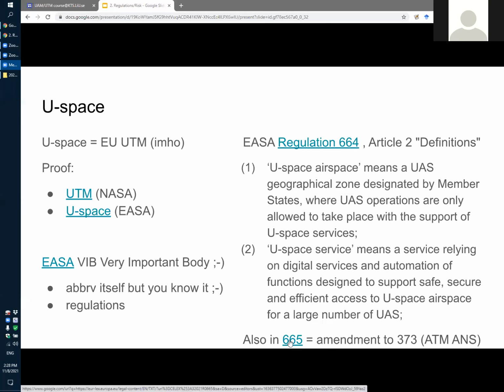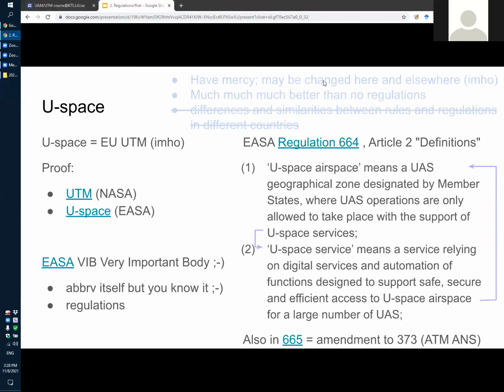And in 664, and also 665 and 666, as amendments to some previous ATM regulations, EASA has definitions of U-space, or more specifically of U-space airspace and U-space services. So here are the definitions: U-space airspace is a certain area where you have to fly with the support of U-space services. What is a U-space service? Well, a U-space service relies on computers and so on to support lots and lots of operations in the U-space airspace.